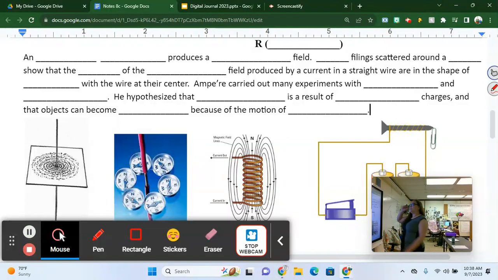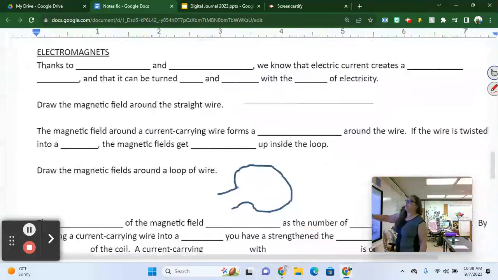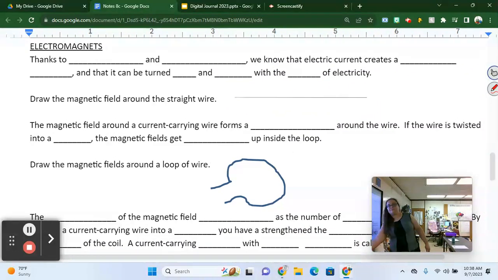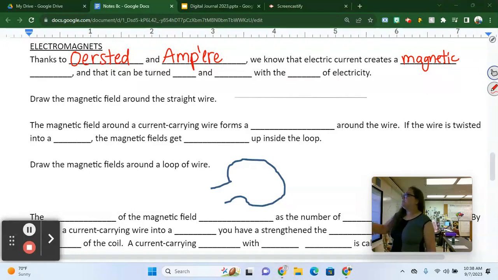Okay, so again, hopefully you paused it if you needed to, and we will move on. All right, on to the back. Electromagnets, thanks to Ørsted and Ampere. So it was Ørsted's initial discovery and then Ampere's experiments with that information that led us to our current knowledge about electromagnets. So we know that electric current creates a magnetic field and that it can be turned on and off with the flow of electricity.